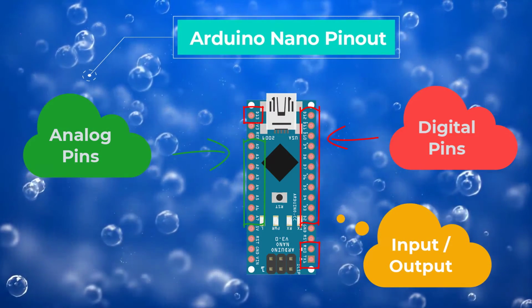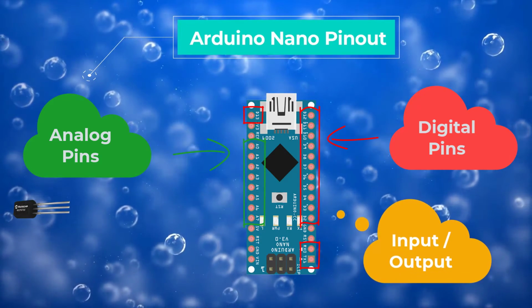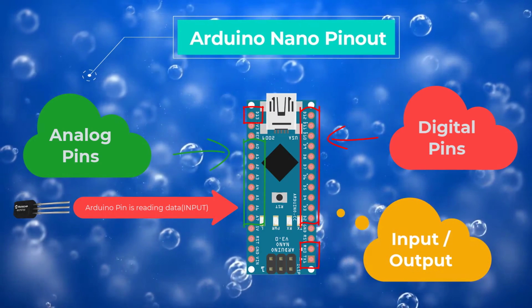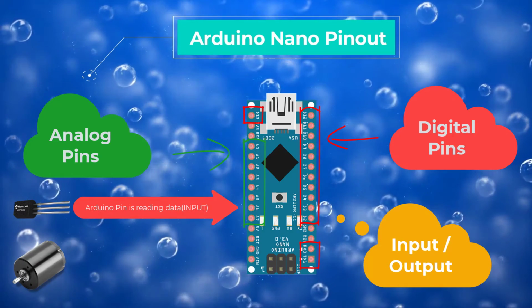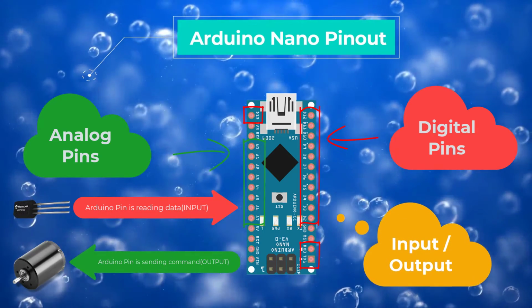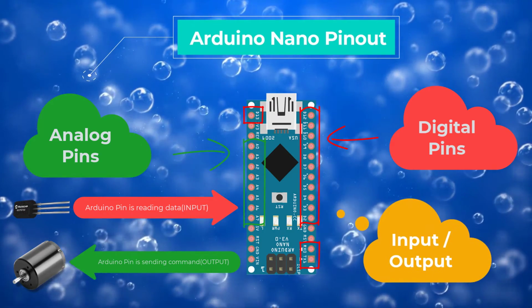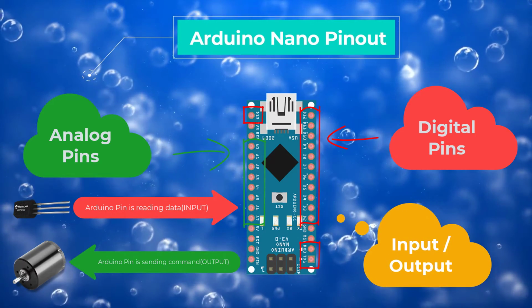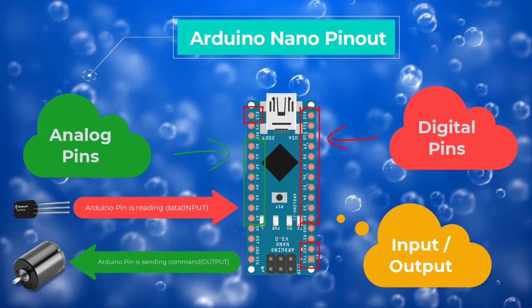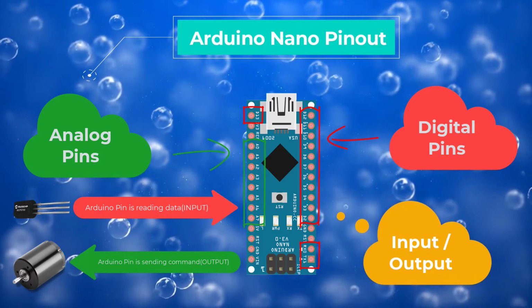Let's understand it with an example. If you are interfacing any sensor, let's say temperature sensor with Arduino Nano, then in order to read the sensor's data, the Arduino pin should act as an input pin. But if you are interfacing any motor, the motor has no data to send. Instead, it's waiting for the instructions, and as we send commands from the microcontroller, it will start rotating either clockwise or anti-clockwise, depending on the instructions sent from these pins. So, in such cases, Arduino pins will act as output pins. We have to define in the programming whether we want to use them as input or output.